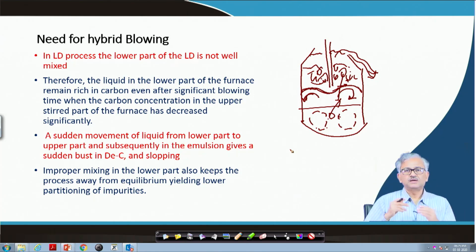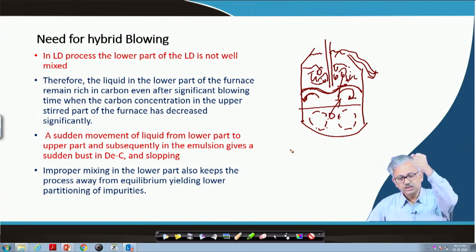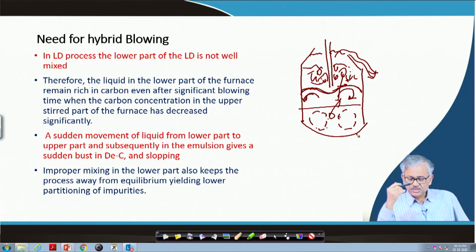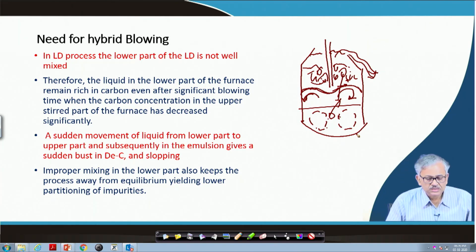One thing is that if you use only oxygen, that is the LD process, since the lower part is not mixed properly, two problems can take place. One is that sloping problem, another is that because of lack of mixing, you will be away from the equilibrium. So partitioning of the impurity will not be very efficient, right? So this problem is there.